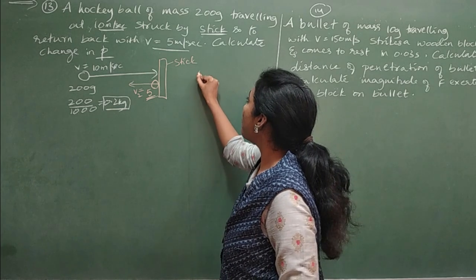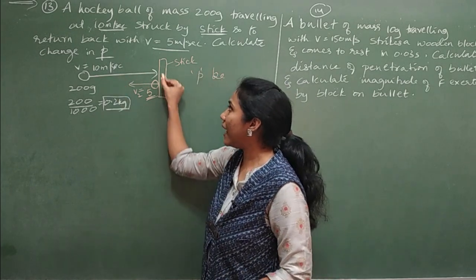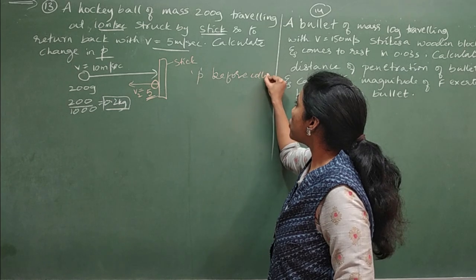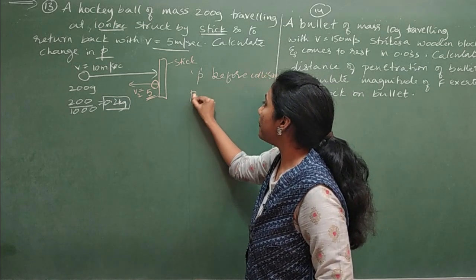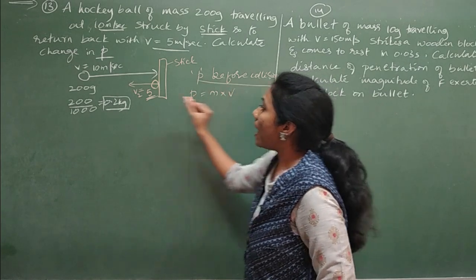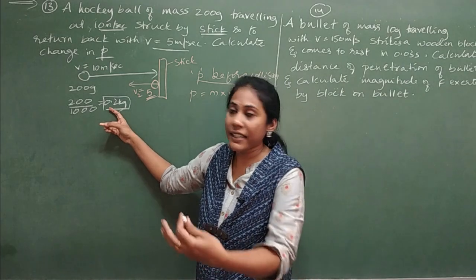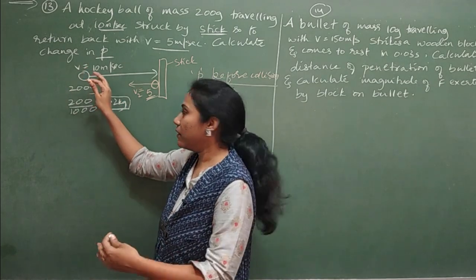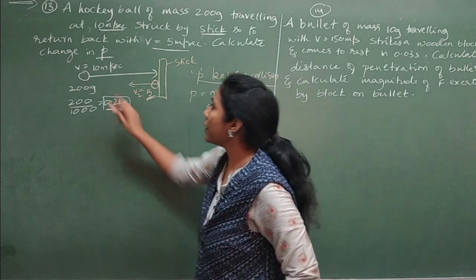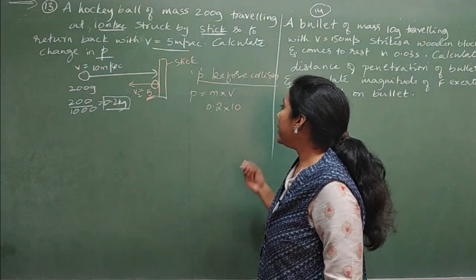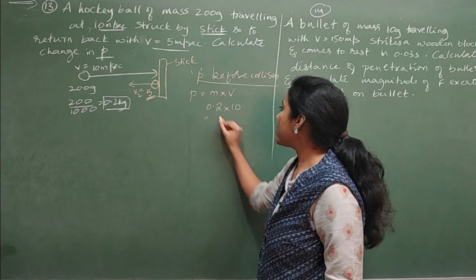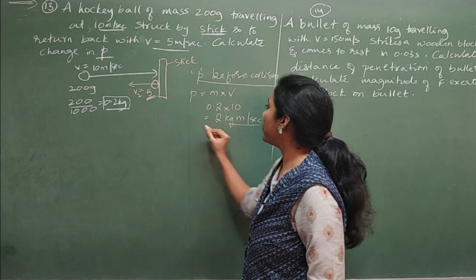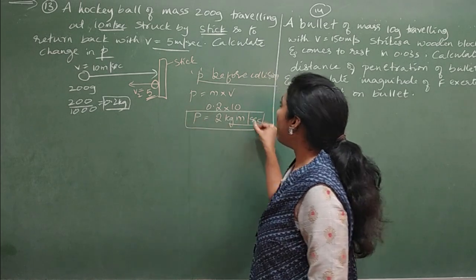First calculate the momentum before collision. The ball collided with the stick, no? So the momentum before collision is how much? Momentum is equal to mass into velocity. The mass of the ball is 200 gram, that means in kg, 0.2 kg, into the initial velocity with which it is moving, that is 10. So 0.2 into 10, how much is it, guys? It is 2 kg meter per second. This is the unit for momentum. So this is the momentum before collision.